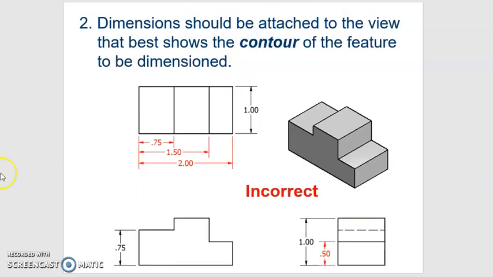Rule number 2. They should be attached to the view that shows the contour of the feature. Right here, this kind of shows what it looks like, how it goes up and back down, whereas this one's just like lines going through it. That's not the best place to put your dimensions. It works better if the dimensions are attached to where you can actually see what's going on.